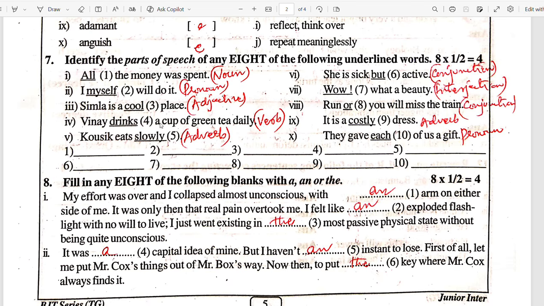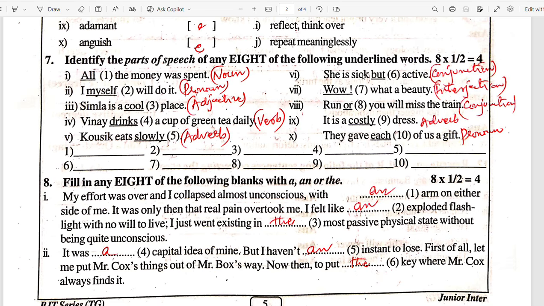Vinay drinks a cup of tea daily. Here drinks is the action, so it's a verb. Kaushik eats slowly. Here slowly refers to the eating, not Kaushik. Probably 99% of words ending with ly are adverbs. If you don't know what the underlined word is and it ends with ly, you can blindly go for adverb. Otherwise, think about what the actual word is. Slowly is an adverb. She's sick but active here. But is a conjunction. It is joining the sentence.